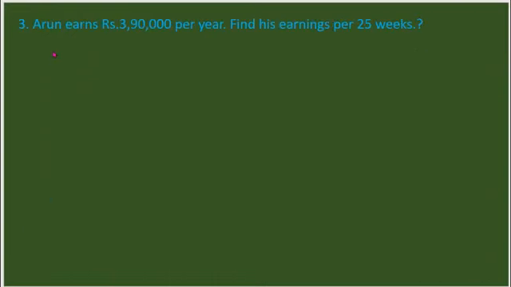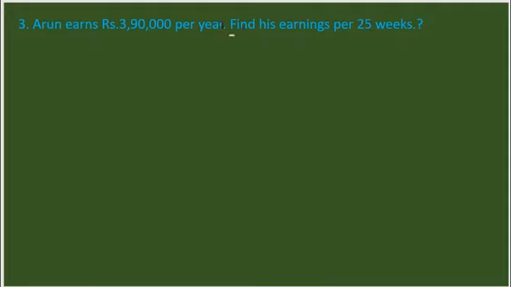This is the third question. Arun earns rupees 3,90,000 per year. Find his earnings per 25 weeks. You have to observe the question thoroughly, children, because here the earning of Arun per year is given, but in the question it is asked to find earning per 25 weeks. Here you can observe that the units are different. Earning per year is given, but it is asked to find the earning per week.